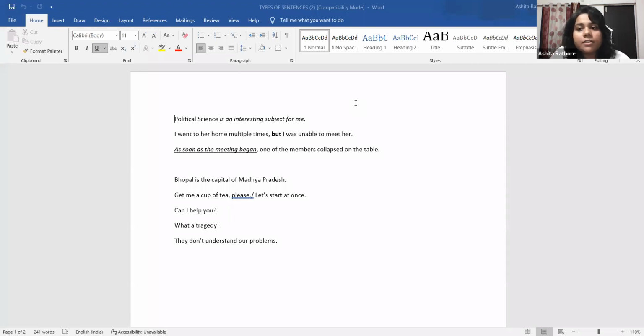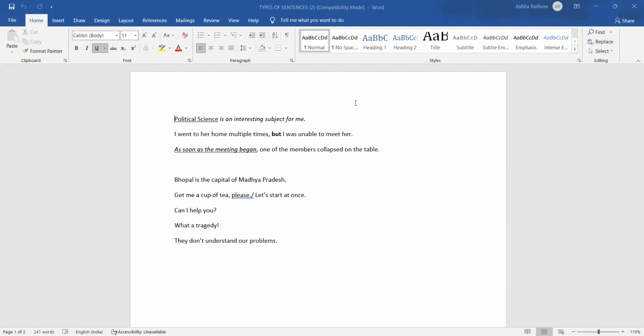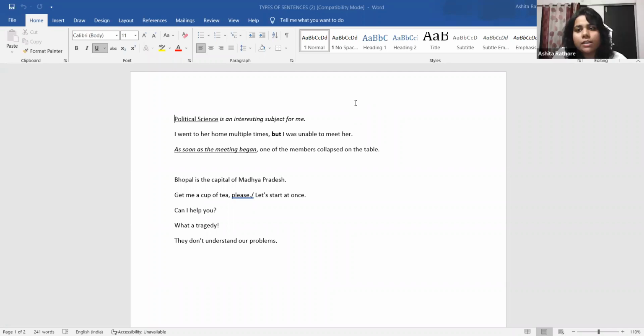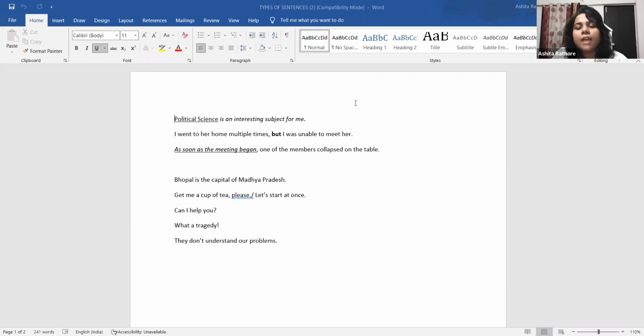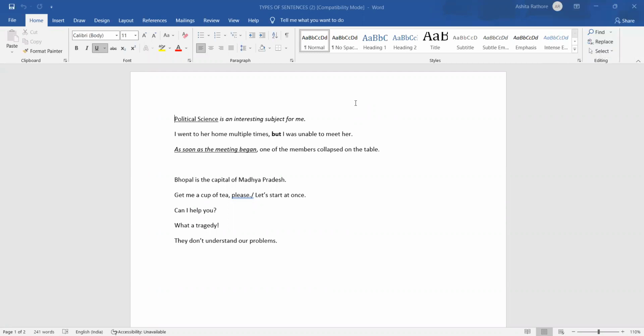Let's look at the very first statement. So I've underlined political science and the rest is in italics. Can we say that political science is the subject here and the rest is predicate? Yes, ma'am. So we have a sentence where we have a very straightforward subject and then the rest is a predicate. Yes, one subject and predicate.